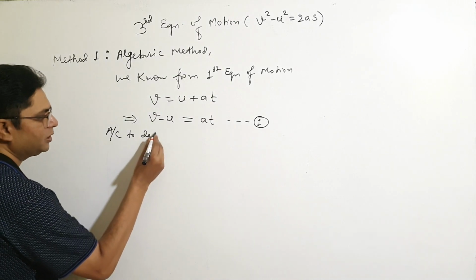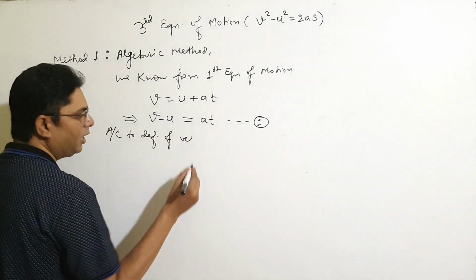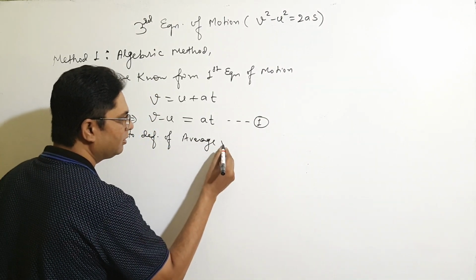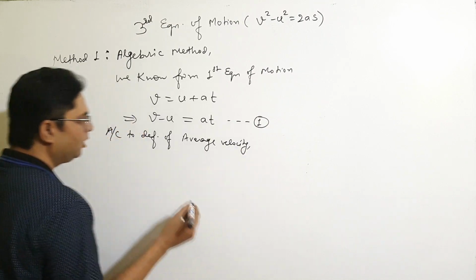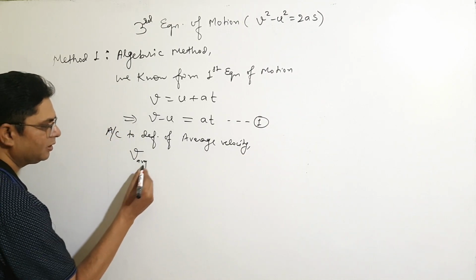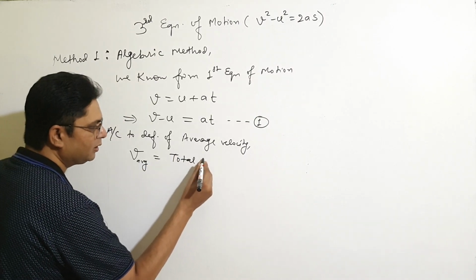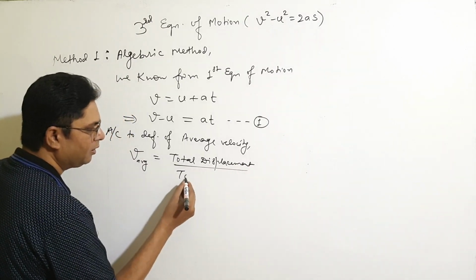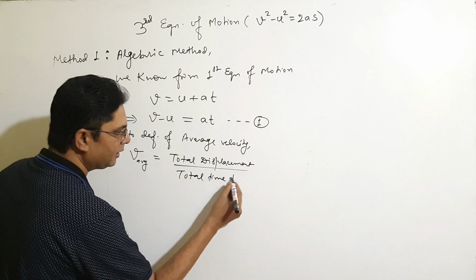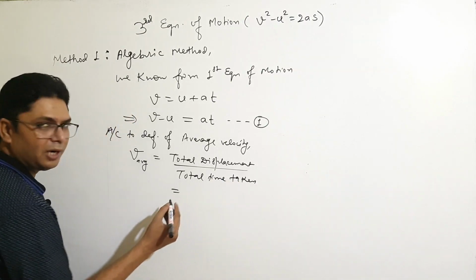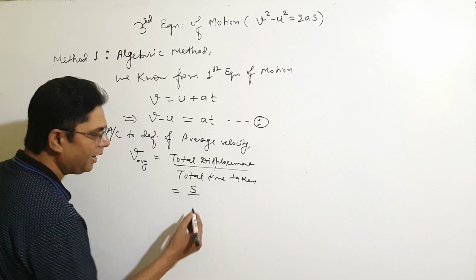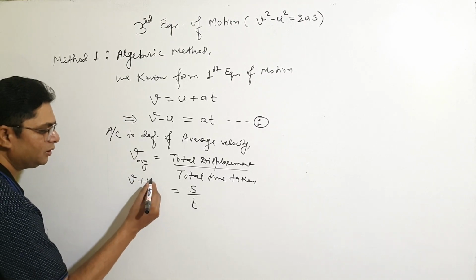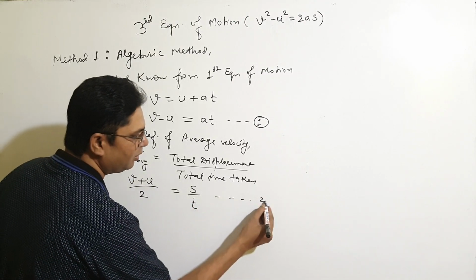According to the definition of average velocity, v average is equal to total displacement by total time taken. Let total displacement be s and total time taken be t. Then v average is v plus u upon 2. This is equation number 2.